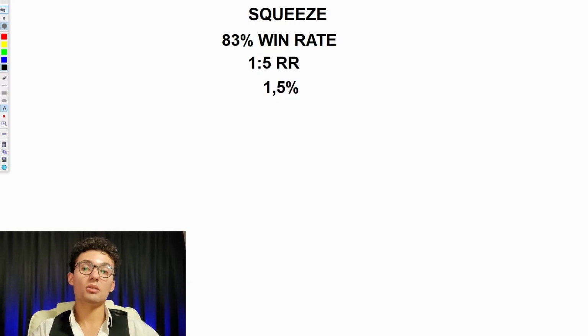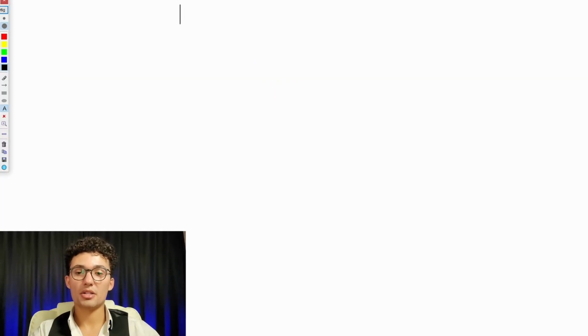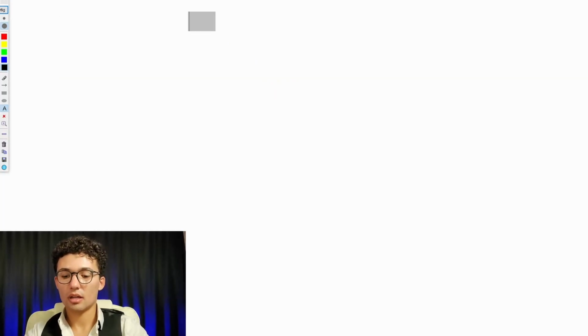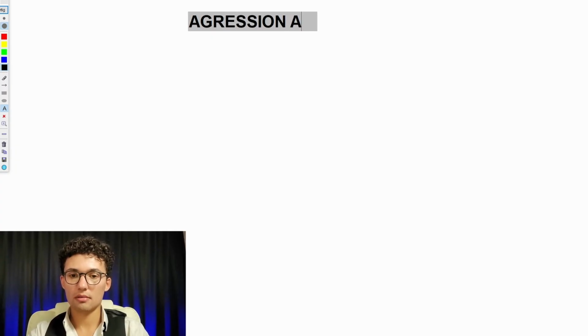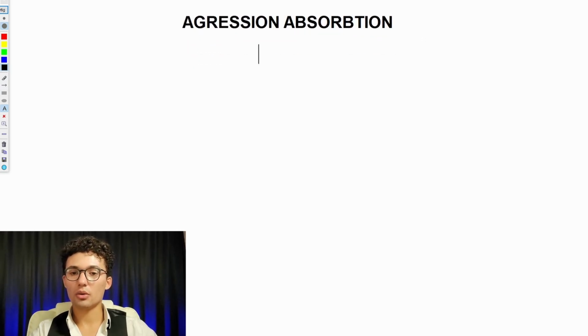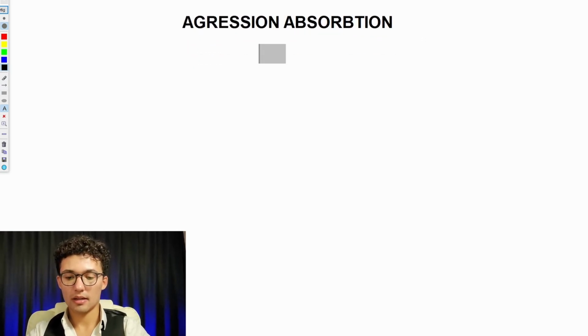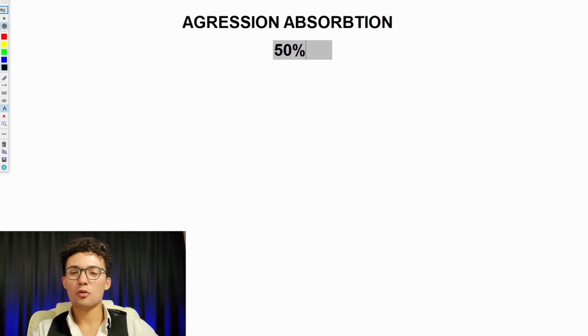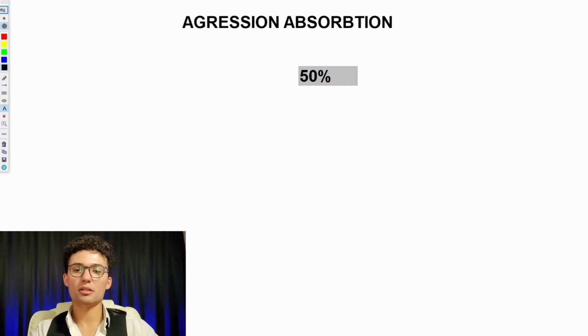Okay, now let's go to the third and last strategy. So this is how I manage the risk of my third strategy. I call it aggression, absorption. This strategy has a lower win rate. It has around 50%. Okay, 48 to 50% win rate.